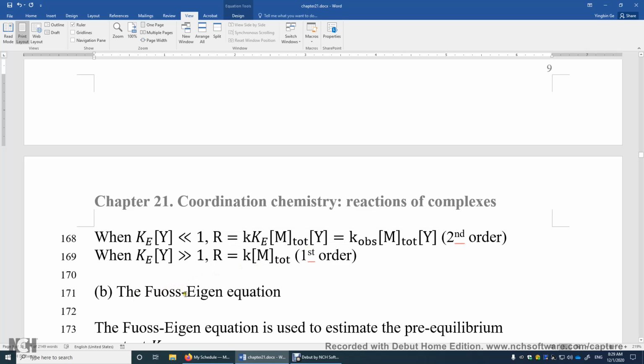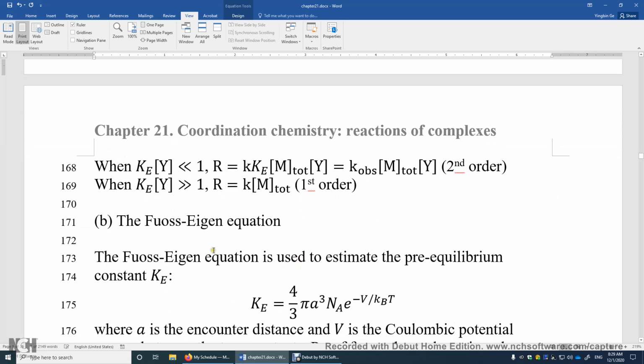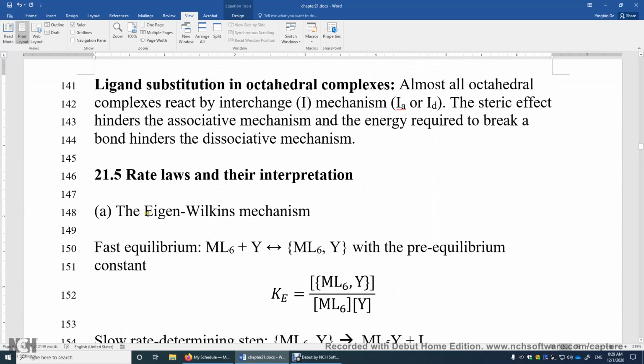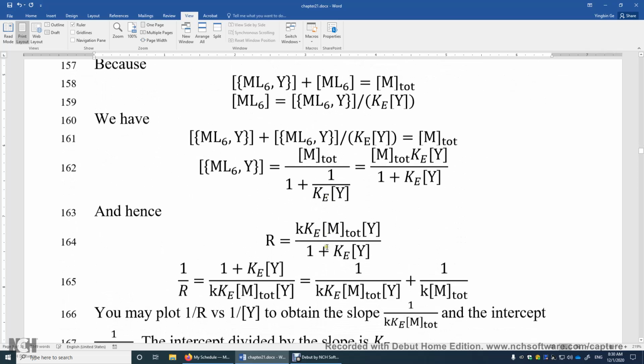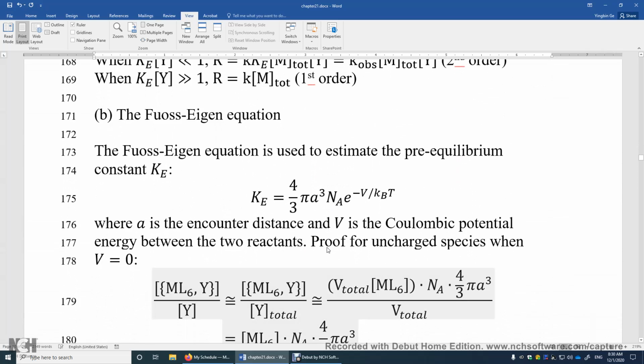Subsection B, the Fuchs-Eigen Equation. The Fuchs-Eigen Equation is used to estimate the pre-equilibrium constant K sub E for the Eigen-Wilkins mechanism over here. The Eigen-Wilkins mechanism assumes there's a fast equilibrium between the reactants and the intermediate. Okay, so this is the equation, the Fuchs-Eigen equation. Let me explain this.